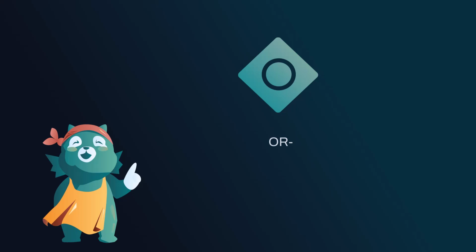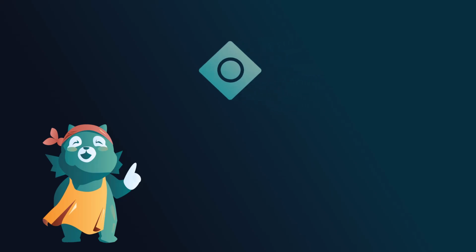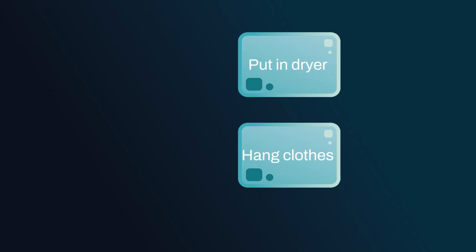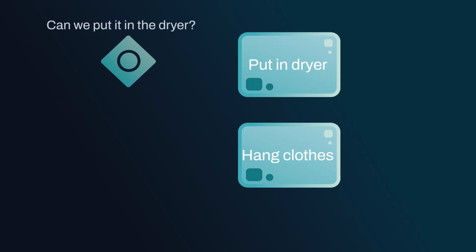Or gateway. Let's explore the first type of gateway with a simple example. Lulu needs to determine which clothes can be placed in the dryer. Some clothes can be dried using the machine, while others must be hung manually. To structure this decision, we introduce an or gateway and phrase it as a question. Can we put it in the dryer? If the answer is yes, the clothes proceed to the drying process. If the answer is no, Lulu follows the alternative path of manually hanging the clothes.